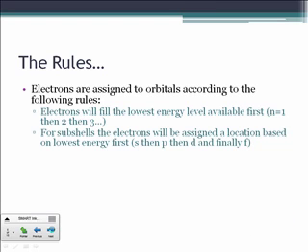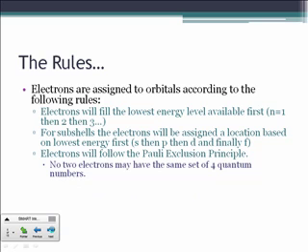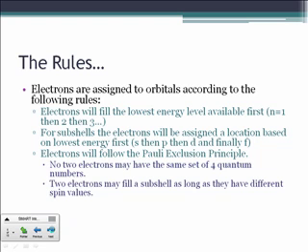The second rule reads, for subshells, the electrons will be assigned a location based on the lowest energy first. So we go S, then P, then D, and finally F. The electrons will follow the Pauli exclusion principle, which basically states that no two electrons may have the same set of 4 quantum numbers, otherwise they'd have the same address. And then 2 electrons may fill a subshell as long as they have different spin values.